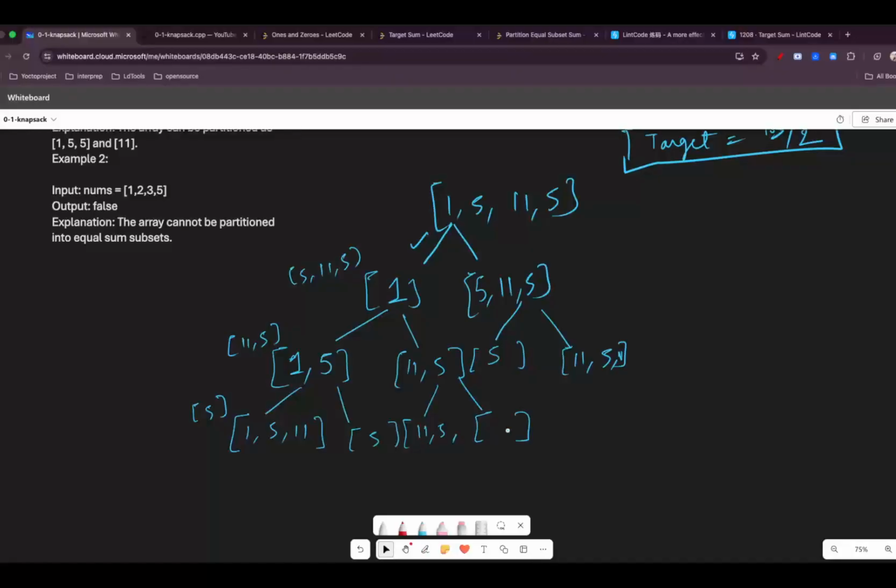So that is how our tree will start forming, and we need to include in one subset and exclude from the one subset that falls to subset 2. So that is how we will be going ahead, provided that at each point we will also be checking.